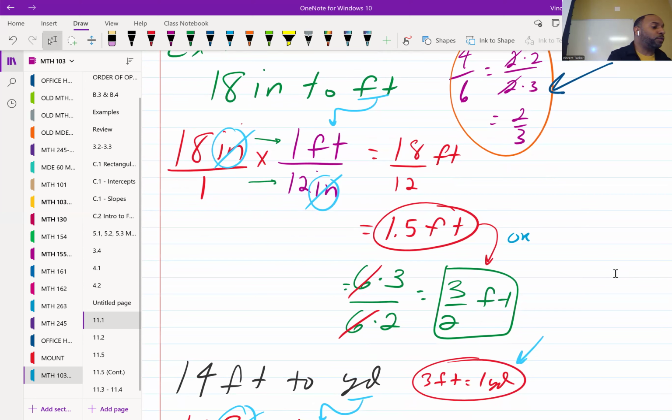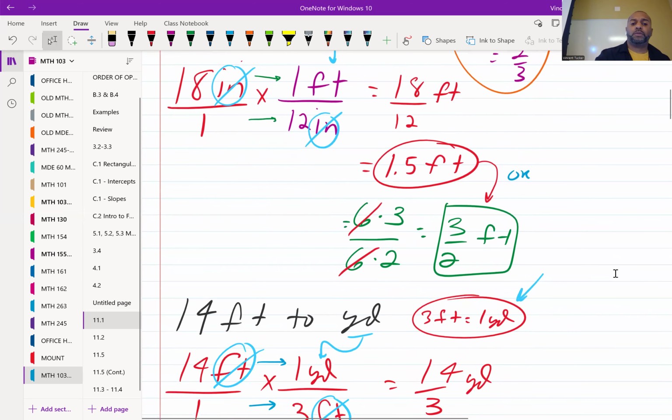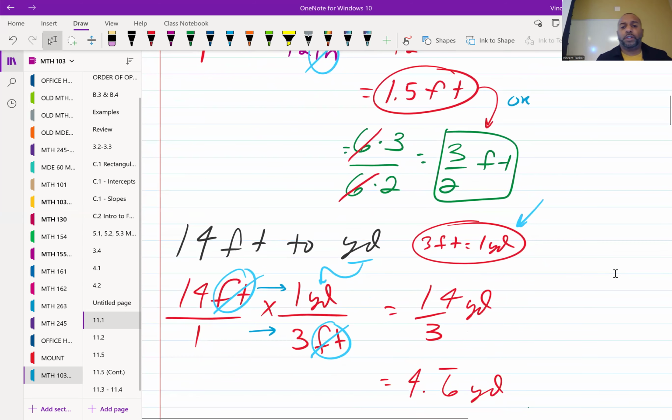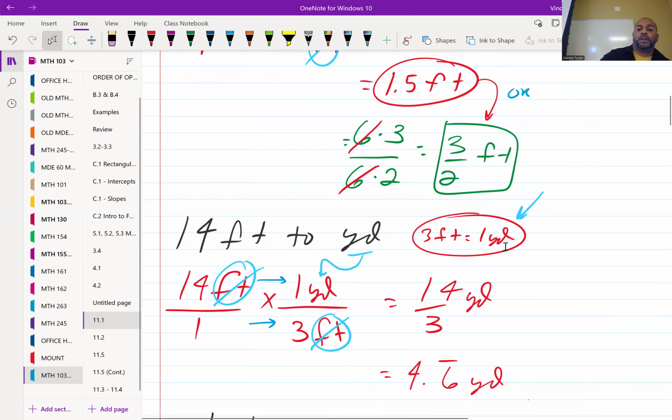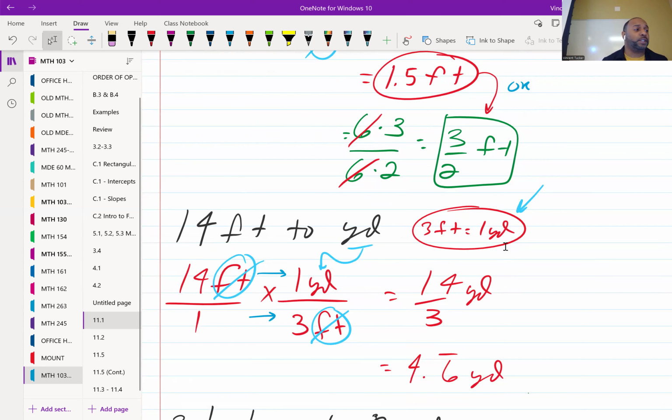Next one, we have 14 feet. We want to convert that to yards. All right, so I'm going to use 3 feet equal to 1 yard as my conversion factor. I'm starting off with feet, so that means I need feet down in my denominator so that they can cancel out. That leaves me in yards. So now multiply across, that's 14/3. And you can leave this as 14/3, or that's 4.6 repeated.